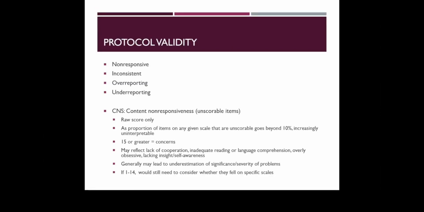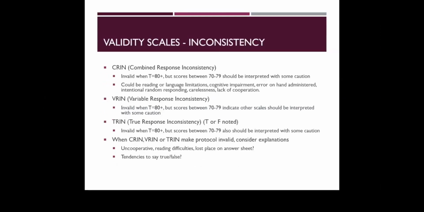All right. So the whole next set of validity scales are the inconsistency ones. The new inconsistency validity scale is the CRIN, or combined response inconsistency, which is kind of a combo of the VRIN and the TRIN. So it's kind of any inconsistency.